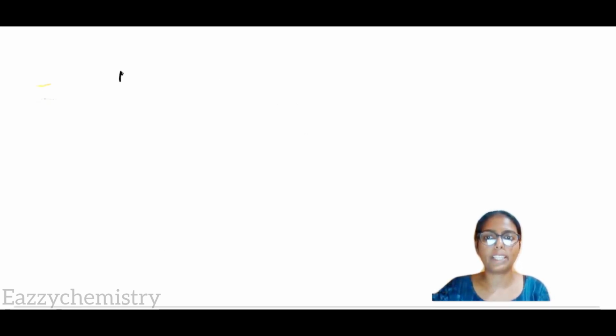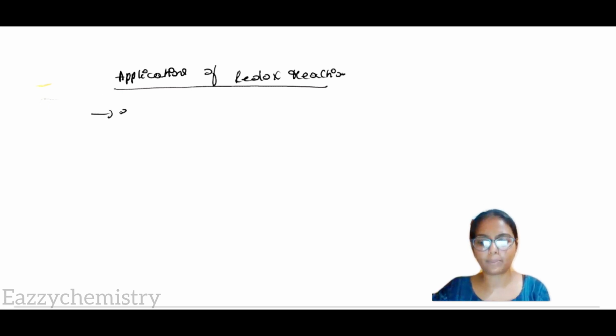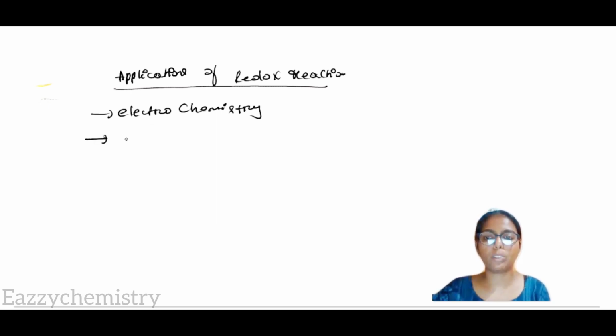Let's look at the applications. Applications of redox reaction. It is generally used in electrochemistry. And the redox reaction is also used in photosynthesis. So let's look at how. Let's look at the example.